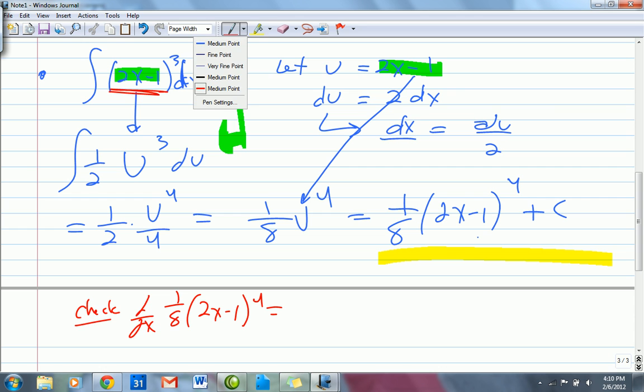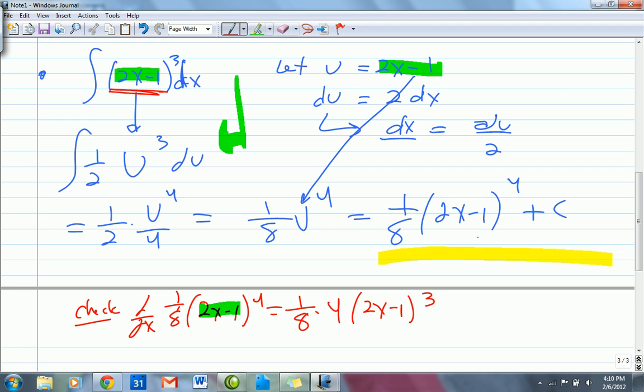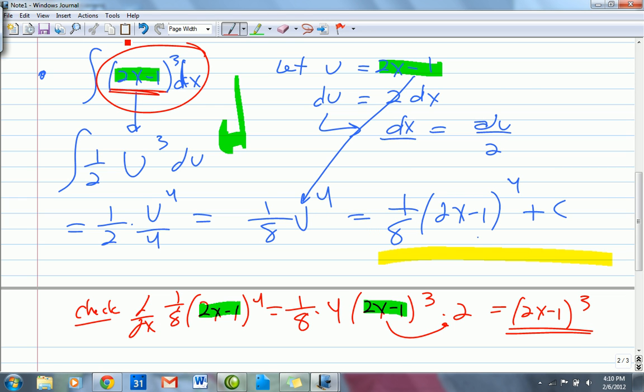So here's my inner function. That 1/8 comes along for the ride, times, I bring the 4 down, times a quantity inner function to the third using the power rule, times now by the chain rule the derivative of that 2x minus 1, which is 2. And what happens is the 1/8 times 4 times this 2 clears. That all becomes 1, leaving me with what I want, 2x minus 1 quantity cubed.